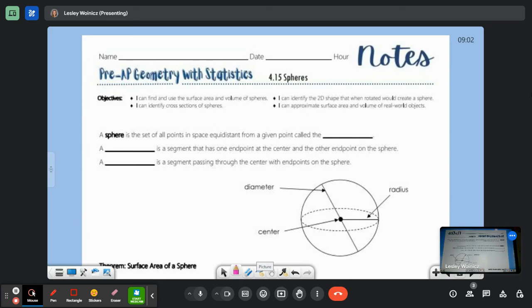Triangles look gnarly, right? Because there's some fractions, but it's not bad. Okay, a sphere is the set of all points in space that are equidistant from a given point called the center.